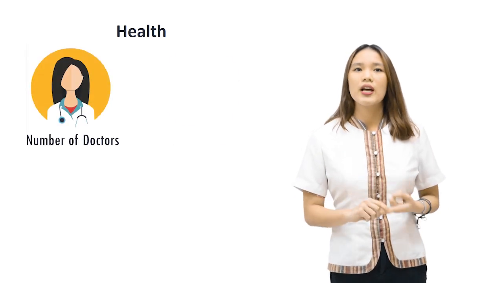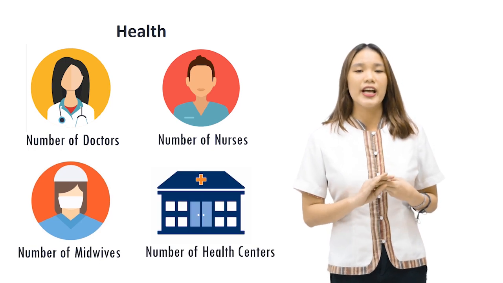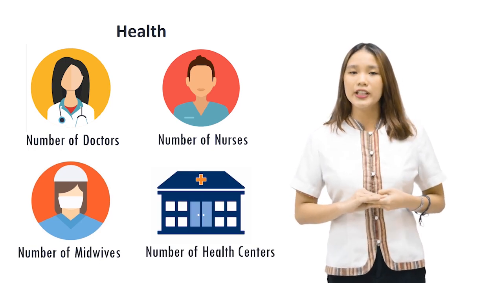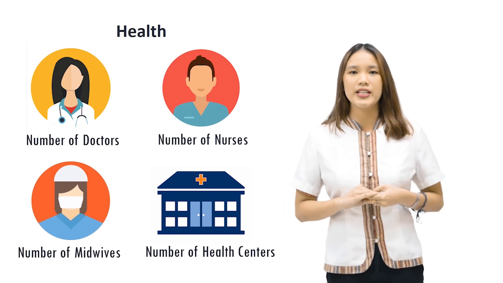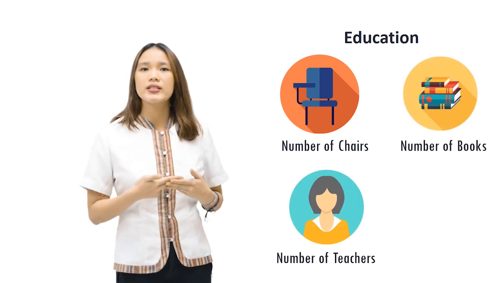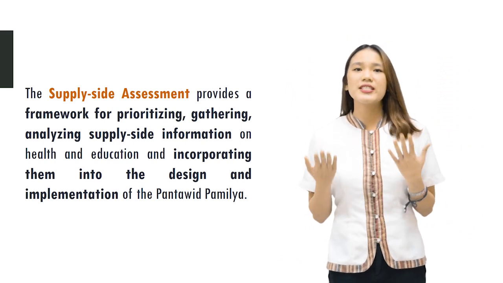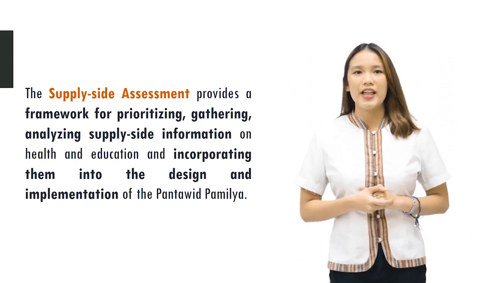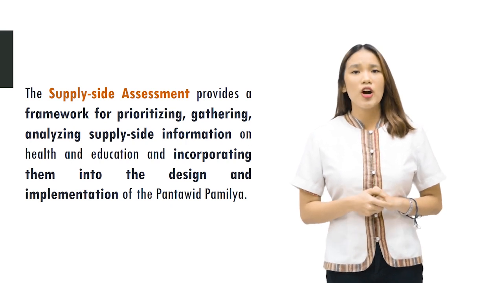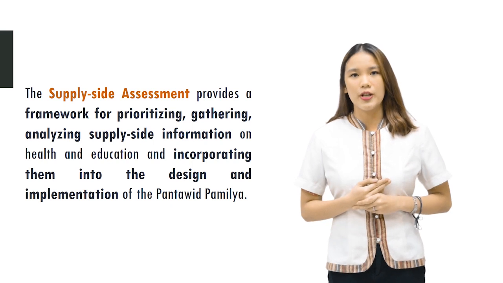So what are these supply side information? These include, for health, the number of doctors, nurses, midwives, and the health center and other essentials that are needed for the compliance of the partner beneficiaries. For education, this includes the number of chairs, books, teachers, as well as schools. All in all, these supply side information will be gathered and consolidated to incorporate into a design for the betterment of the implementation of the Pantawid program.